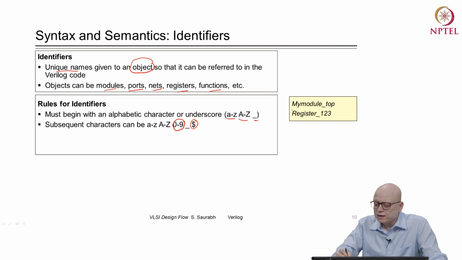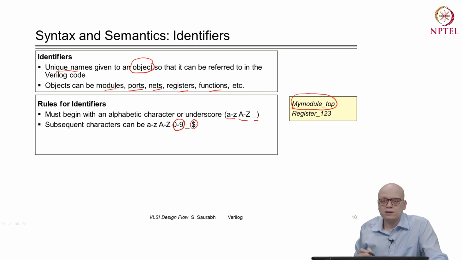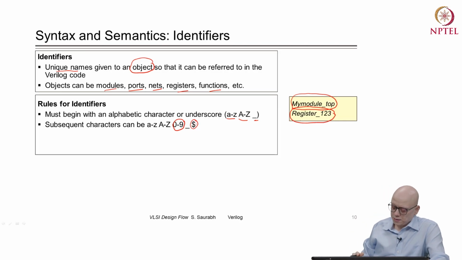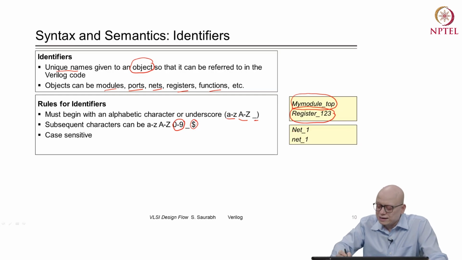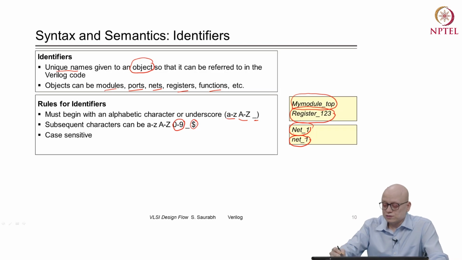For example, I give my module the name my_module_top. This is an identifier, and we can reuse this module in our code wherever required to refer to it. Similarly, register_123 is an identifier. Now, these identifiers are case sensitive, meaning that if I write capital NET_1, this is a separate identifier, and if we write small letter net_1, it is distinct from the first one. So, identifiers are case sensitive.